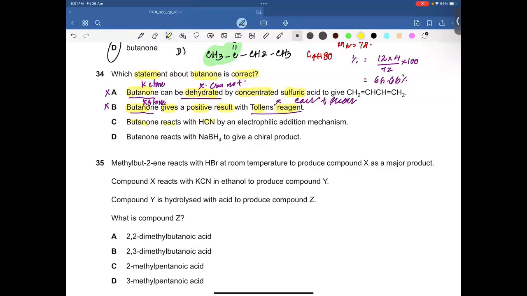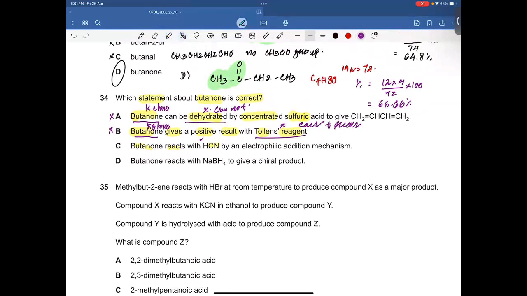Butanone reacts with HCN. Yes, it does react with HCN, but by an electrophilic addition reaction. So this is incorrect again, because butanone is a ketone, and a ketone always undergoes nucleophilic addition reaction instead of electrophilic addition. Electrophilic addition, in fact, takes place in alkenes. So C is incorrect, and therefore D is going to be the right answer.